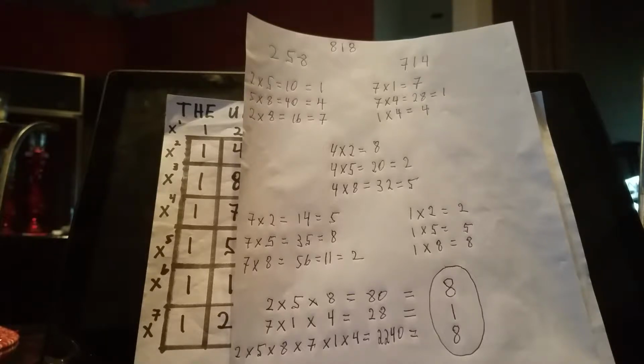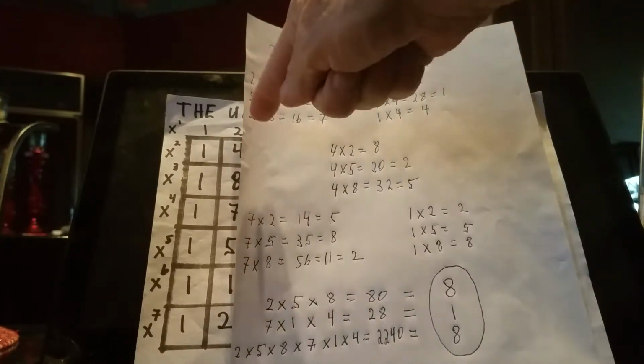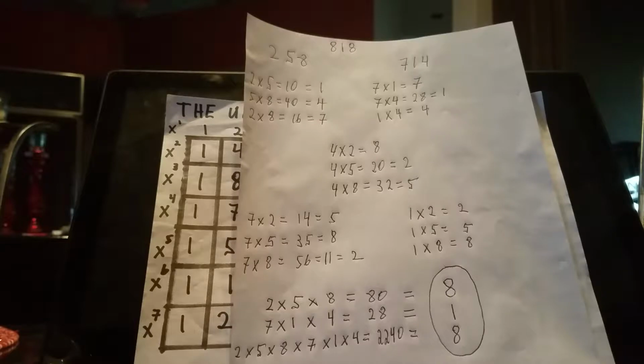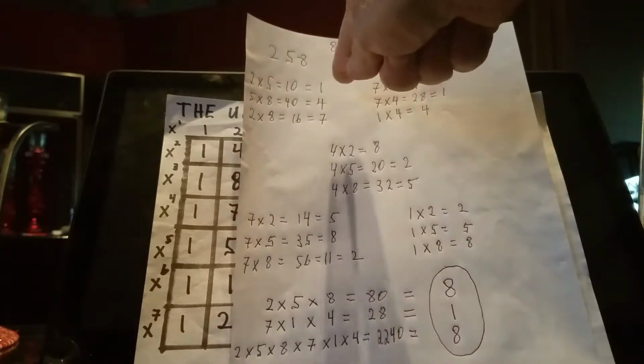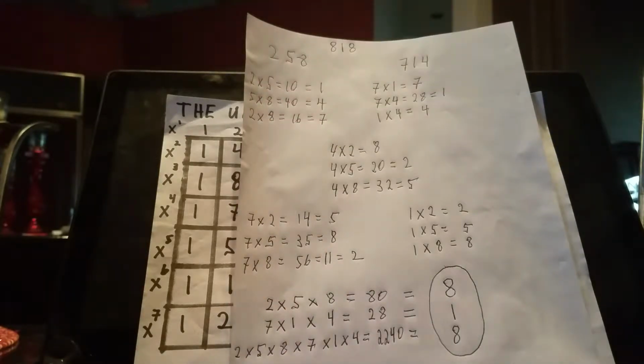So, okay. Look, we have the 258 code on the top left-hand corner. What I'm trying to do is multiply it by itself, 258 by itself. 2 times 5 is 10, which is a 1. 5 times 8 is 40, which is a 4. 2 times 8 is 16, which is a 7. So as we see, 258 just turned into 147. If we go across the number line going backwards, 258 is going to turn into 147, and 147 is going to turn into 258.